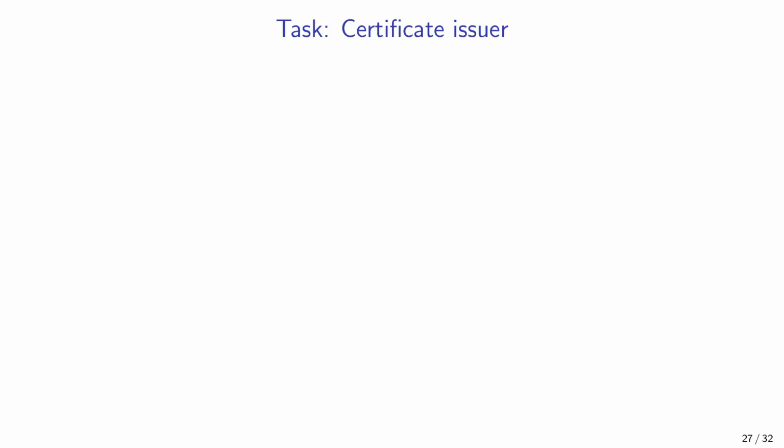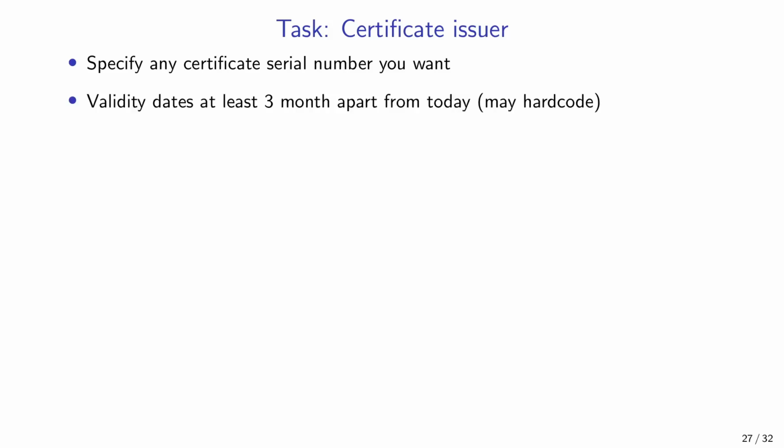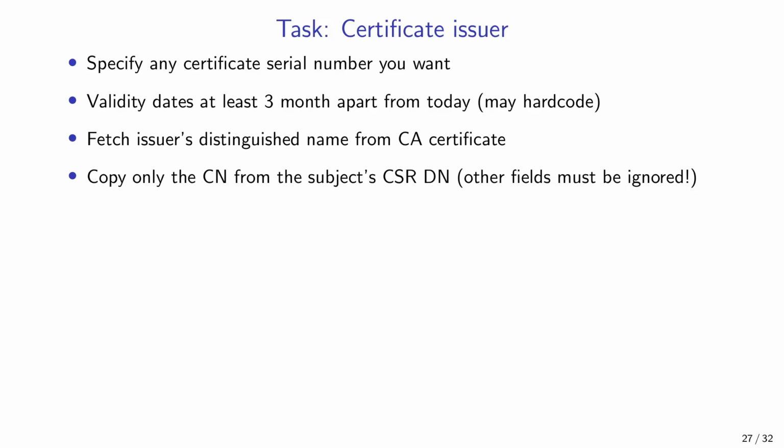Let's go through the fields that have to be set in the certificate. Specify any certificate serial number you want, it does not matter here. The validity dates of the certificate have to be at least 3 months apart from today. You may hardcode the validity dates, no need to generate them dynamically. Fetch the issuer's distinguished name from the CA certificate and put it into the certificate's issuer field. For the certificate subject name, copy only the common name field from the subject certificate signing request's distinguished name. Other fields must be ignored.